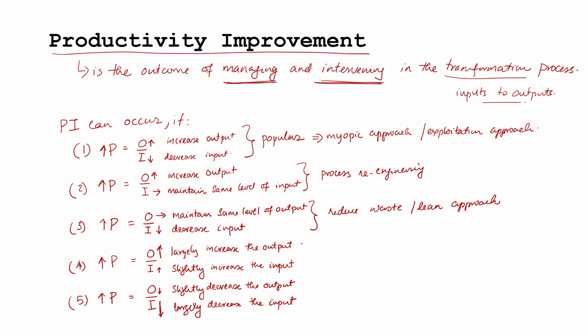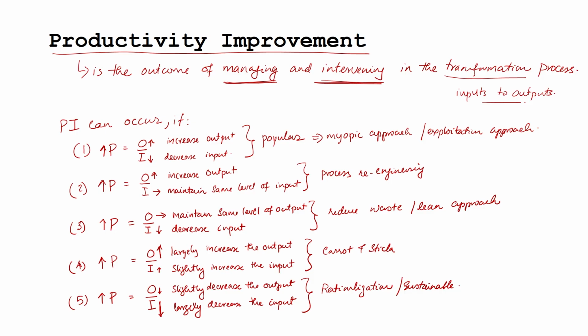Then, largely increase the output when you slightly increase the input. This is sometimes also known as the carrot and stick approach. There are nicer names, I think, but the only name that comes to my mind at this point is this. And the last one is called rationalization, or some people call it the sustainable approach. I don't call it sustainable, but it's more like rationalization of the demand, is what I call it. So, these are the 5 aspects through which we can manage productivity.